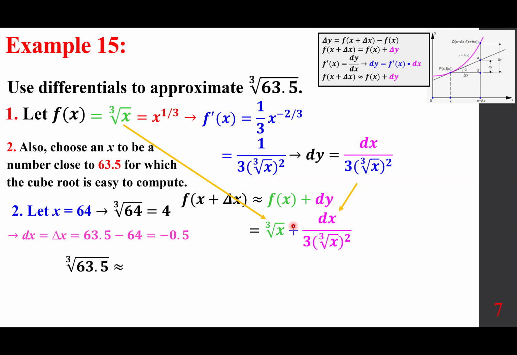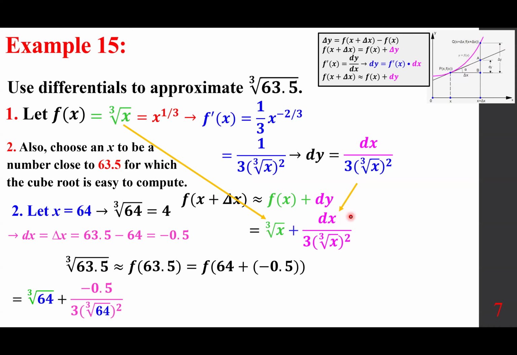Now, cube root of 63.5 means f of 63.5, which means f of 64 plus negative 0.5. This is x. This is dx or delta x. So, going back to this, we're going to replace the x in both cases with 64 and the dx with negative 0.5. So clearly this is 4.